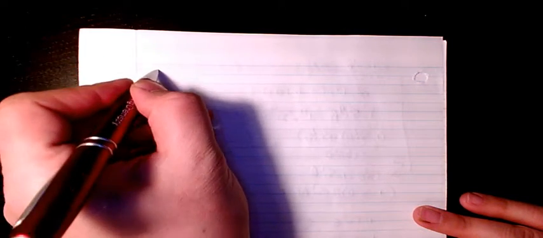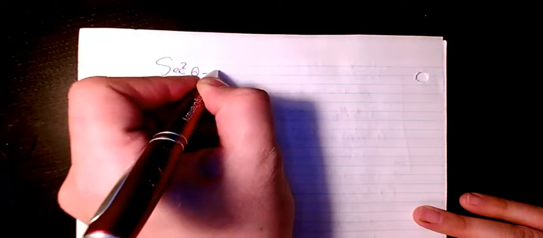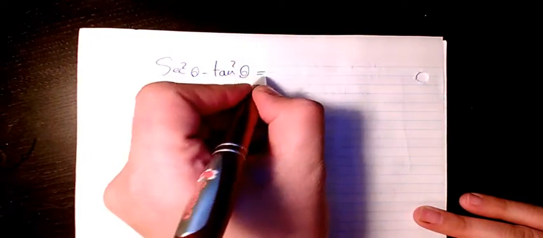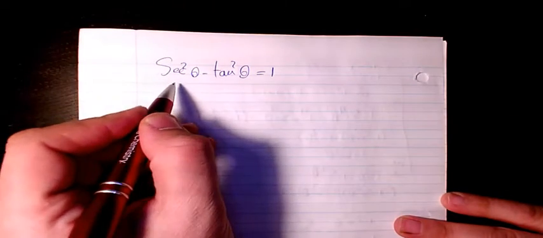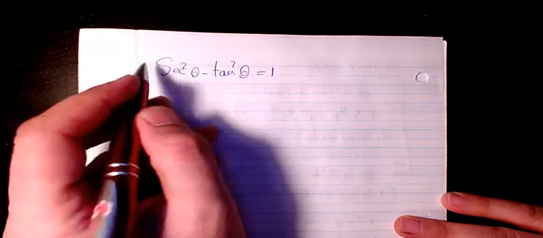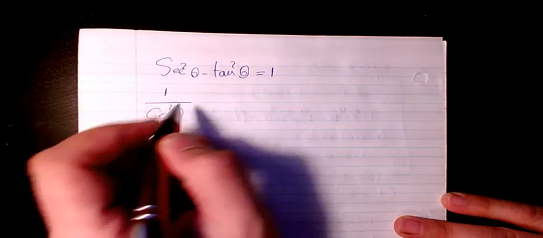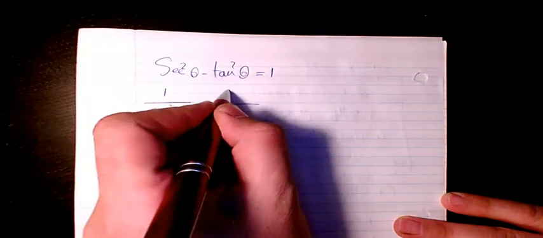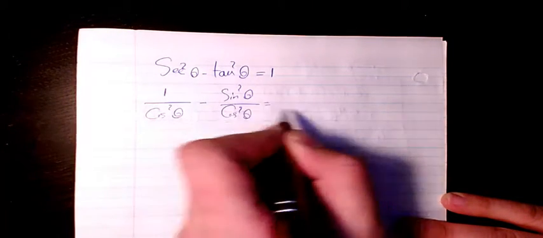In this example we have secant squared theta minus tan squared theta, which will be equal to 1. So let's see how to solve this one. As you know, secant is the inverse of cosine, so I'm going to write 1 over cosine squared theta minus tan squared theta, which will be sine squared theta divided by cosine squared theta.